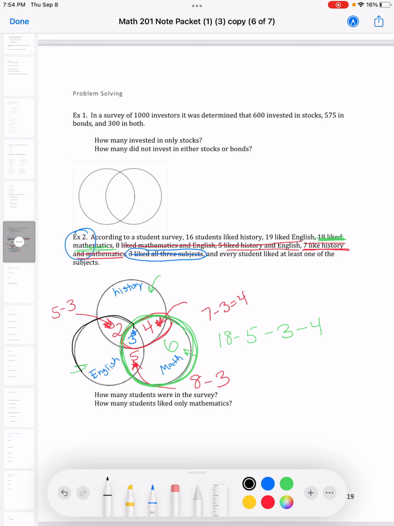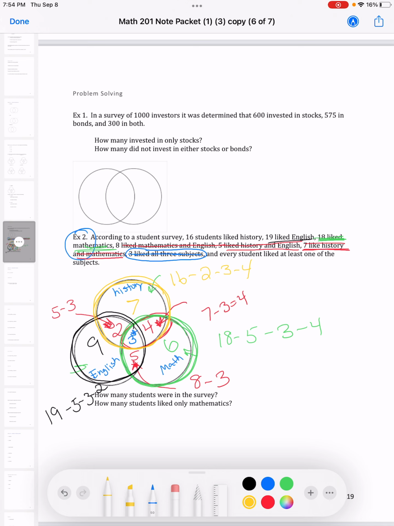Similar, the English is this entire circle. So English was 19, but I already have used up 5, 3, and 2. So that's going to leave me with just 9. And then history is this circle. So there's 16. There's already a 2, a 3, and a 4 in that circle, so that's going to leave me with just 7. So now I've filled in the entire circle.